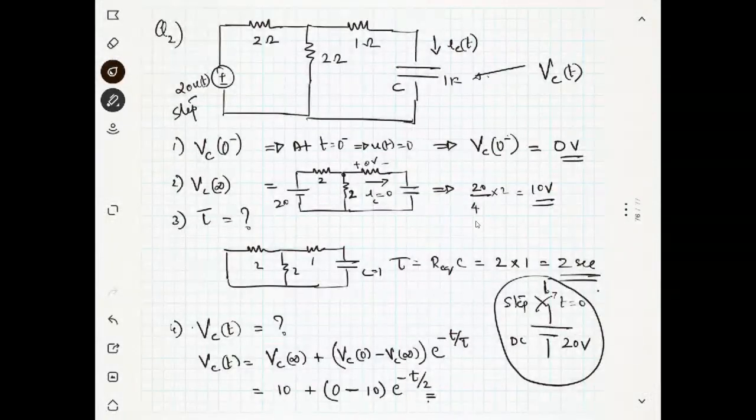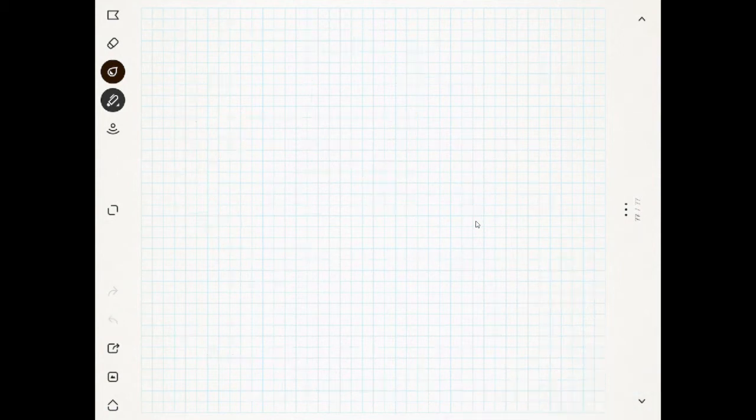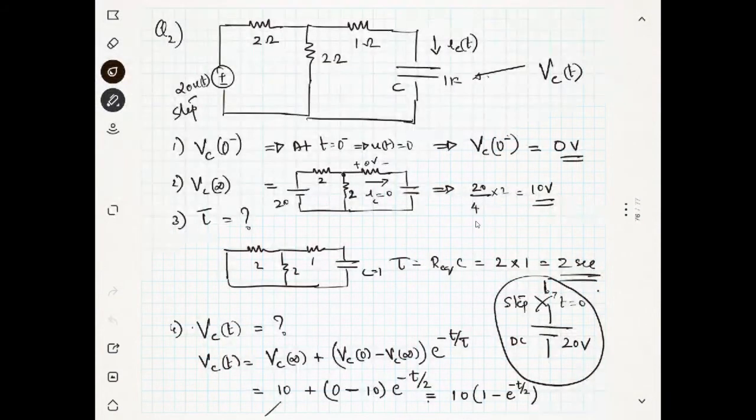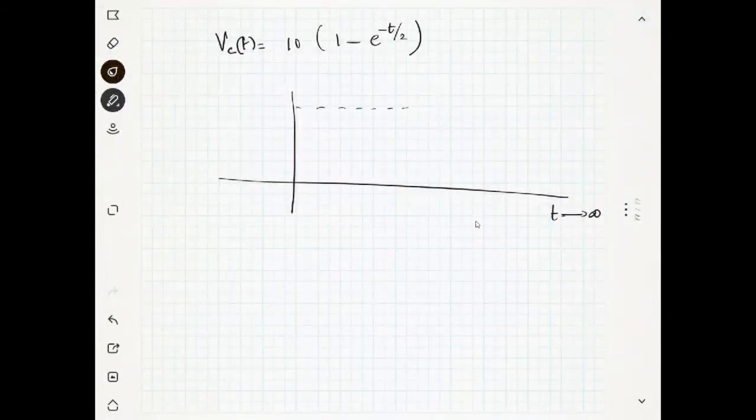This is equal to 10 into 1 minus e power minus t by 2. So Vc of t is equal to 10 into 1 minus e power minus t by 2. Now I am going to write how it will be charging. You can see as t tends to infinity, what will be the final value? The final value is nothing but 10 volt, right? So it will charge to a maximum of 10 volt.